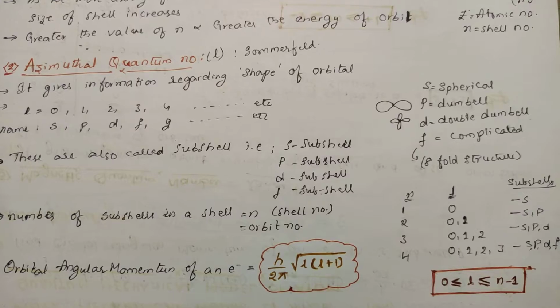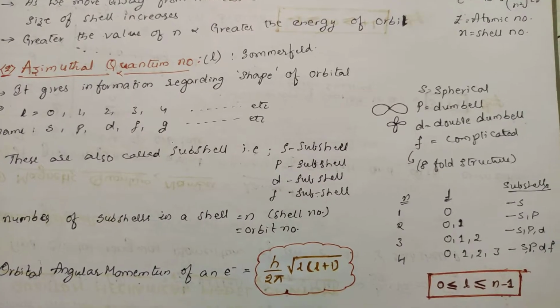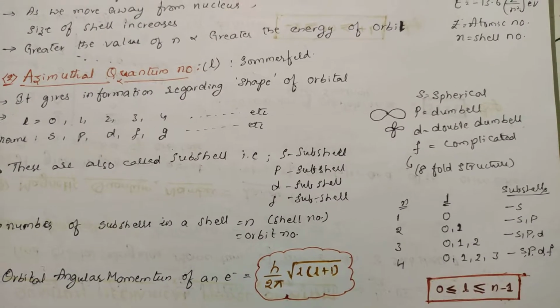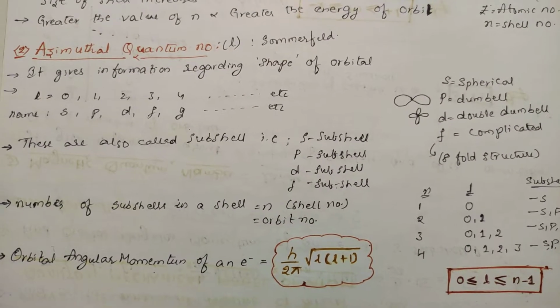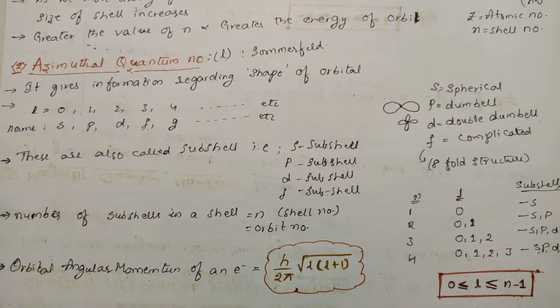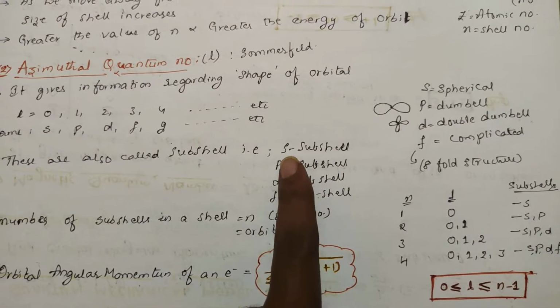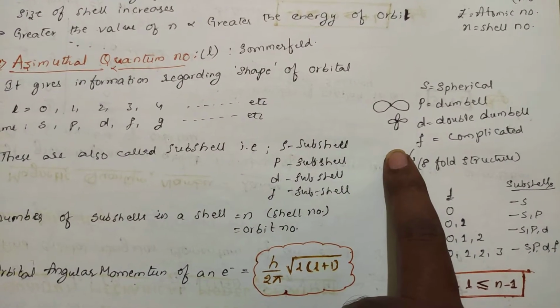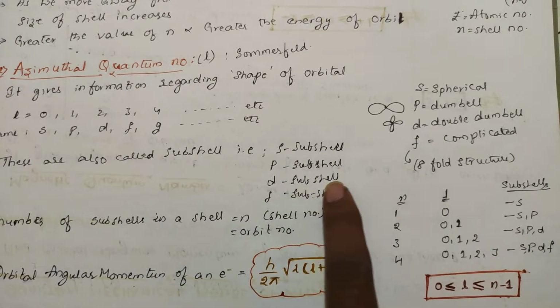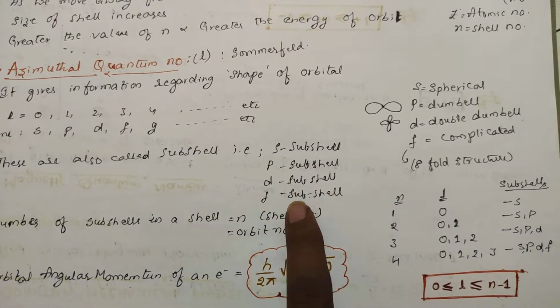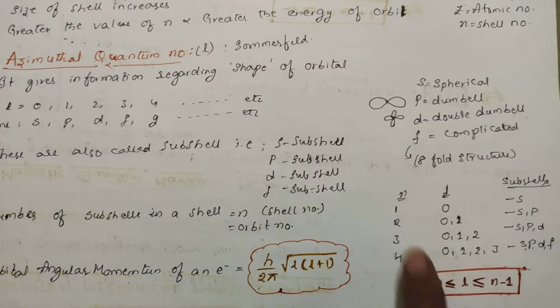By using n, the shell means shell or orbit. s, p, d, f are called subshells. The s subshell consists of 1 orbital. The p subshell consists of 3 orbitals. The d subshell consists of 5 orbitals. The f subshell consists of 7 orbitals.